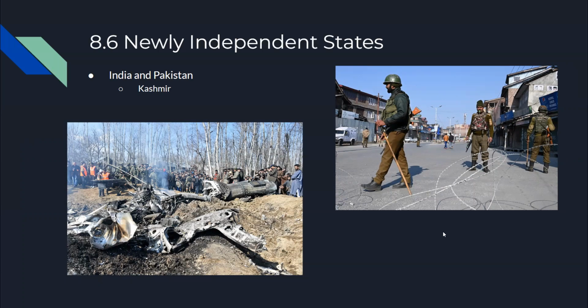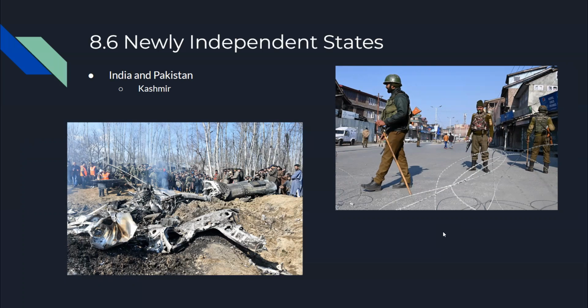Therefore, both Pakistan and India claimed Kashmir. And at times, the rivalry broke out into armed conflict, and the tension became extremely significant after each side began developing nuclear weaponry. And now, basically, India controls 45% of Kashmir, Pakistan controls 35%, and China controls around 20%.